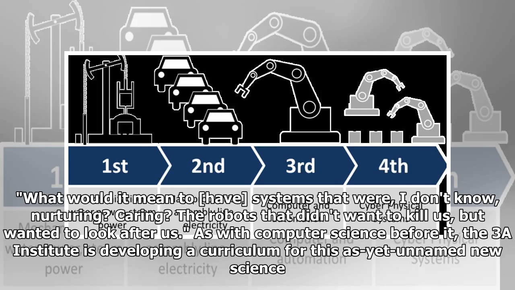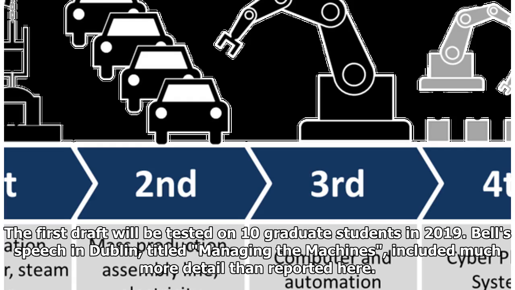What would it mean to have systems that were, I don't know, nurturing, caring, the robots that didn't want to kill us but wanted to look after us? As with computer science before it, the 3A Institute is developing a curriculum for this as yet unnamed new science. The first draft will be tested on 10 graduate students in 2019.